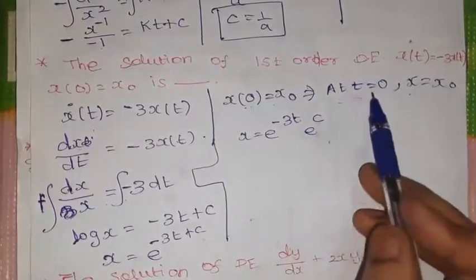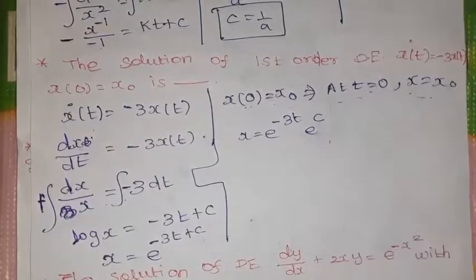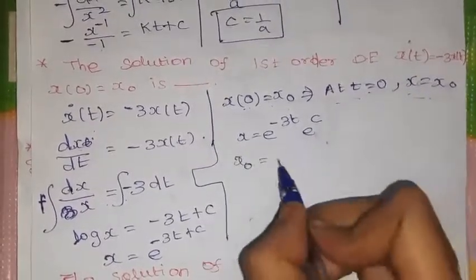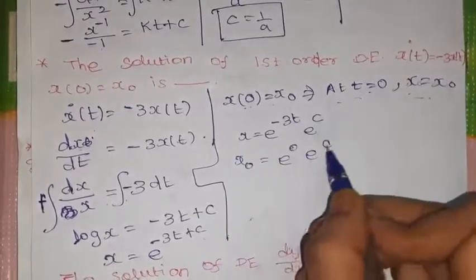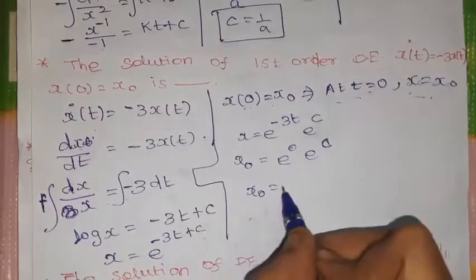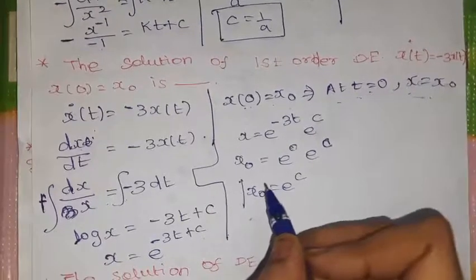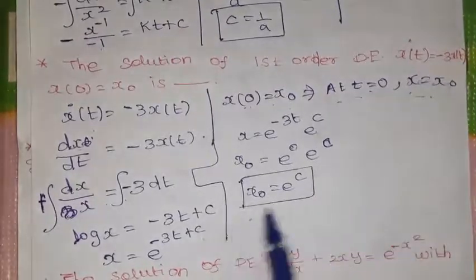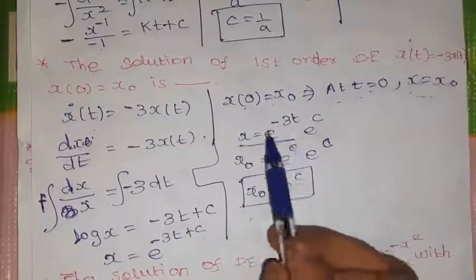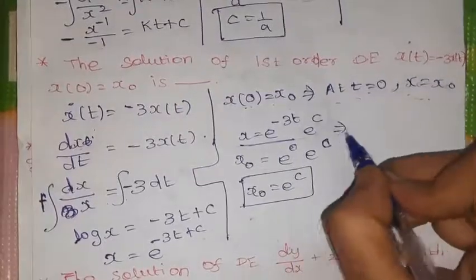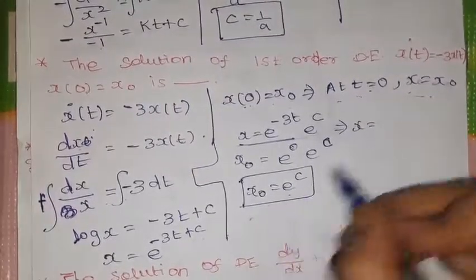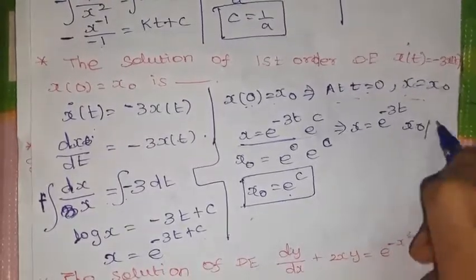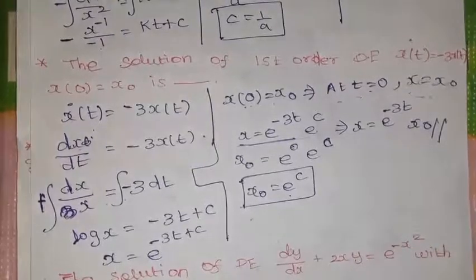Then what is the given condition? At t = 0, x = x₀. Applying this condition, at t = 0, e⁰ is nothing but 1, so x₀ = e^c. Then this is the solution now: x = e^(-3t) · e^c. Substituting e^c = x₀, x = x₀e^(-3t). So this is the solution for this problem.